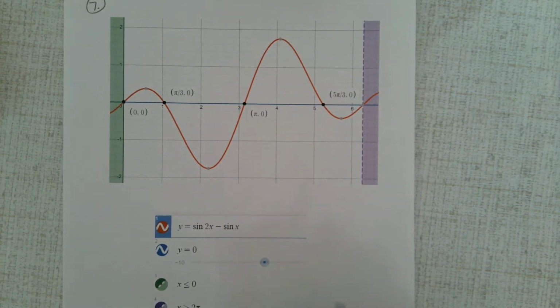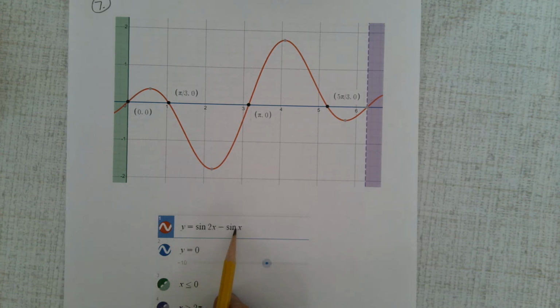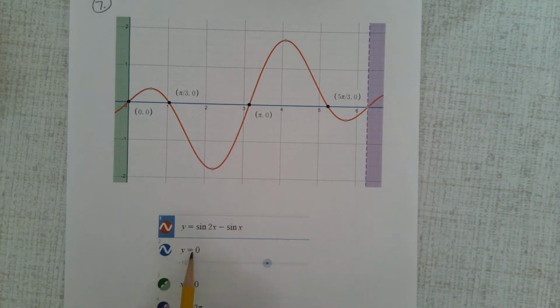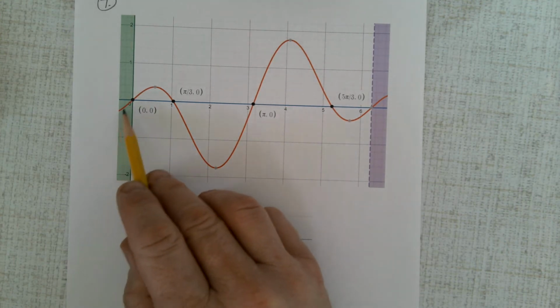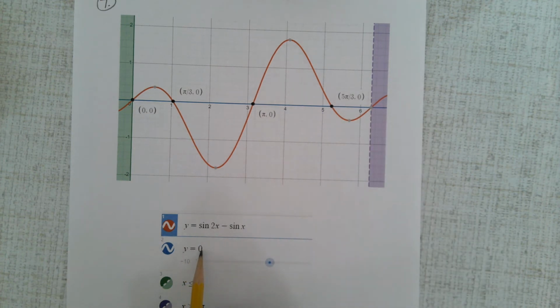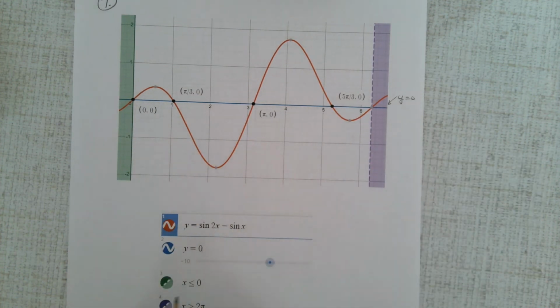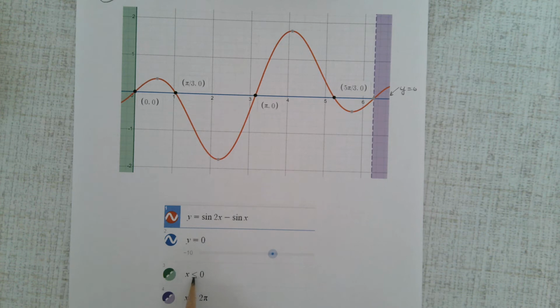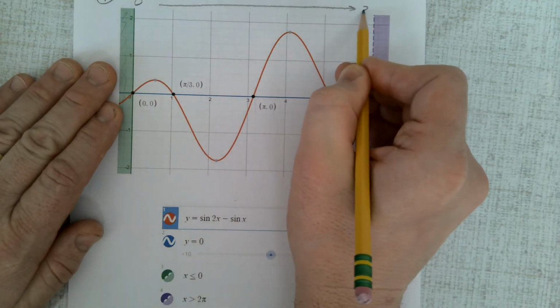Here's the first equation: y is equal to the left side, sine of 2x minus sine of x. Here's the second equation, y is equal to the right side of the equation. And here they are graphed. This red line is this sine wave that goes up and down. This blue line is this horizontal line, y is equal to 0. And this is my interval. X has to be greater than 0, so this is gone, and less than 2 pi, so that's gone over here. This interval goes from 0 to 2 pi.